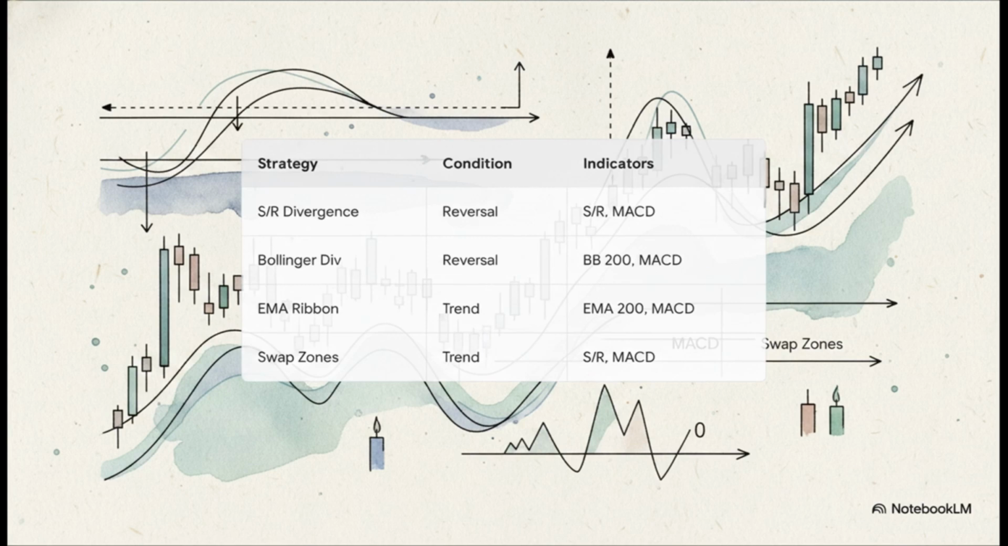But if the market is in a nice steady trend, shift into pullback mode. Use strategies 3 and 4 with those EMA ribbons or swap zones alongside the MACD zero line. Keep this guide handy. It's exactly how you match the right tactic to whatever environment the market throws at you.